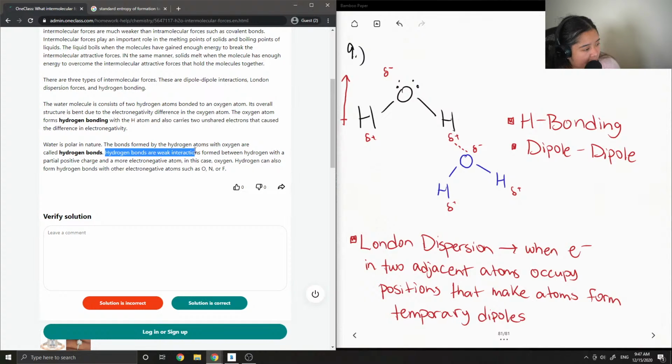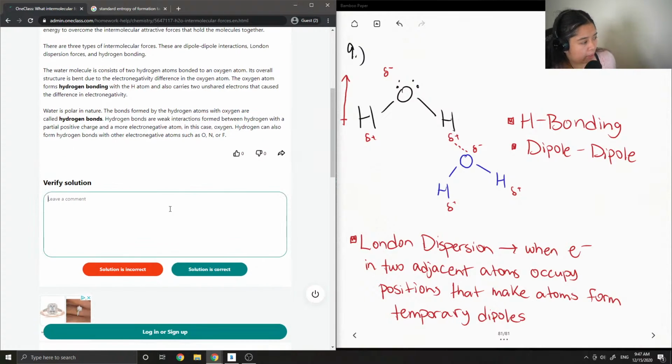Hydrogen bonds are weak interactions formed between hydrogen with a partially positive charge and a more electronegative atom, in this case oxygen. Hydrogen can also form hydrogen bonds with other electronegative atoms such as oxygen, nitrogen, or fluorine. Yep, so I'll just say this solution is correct.